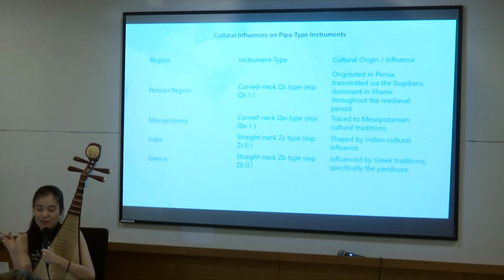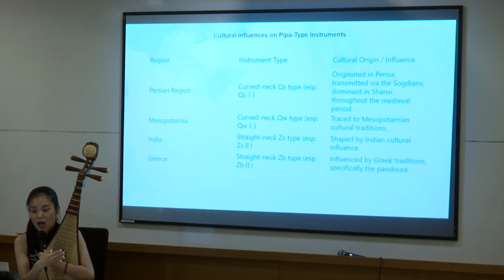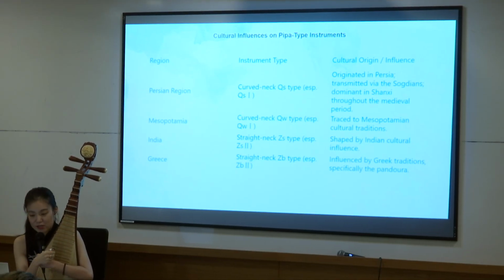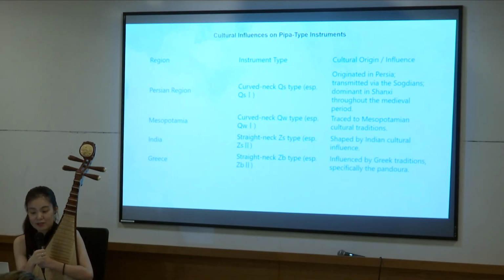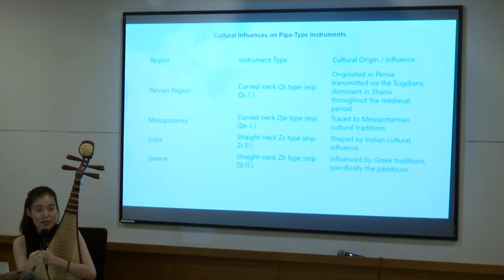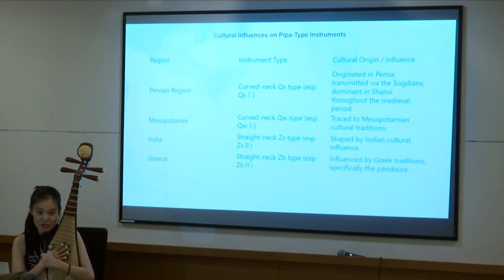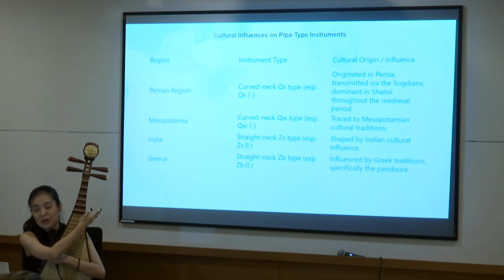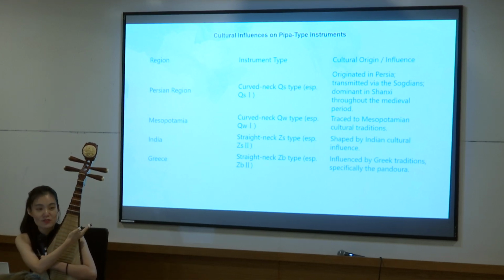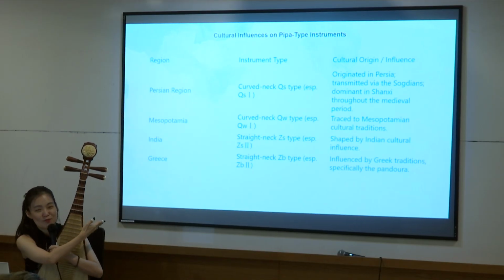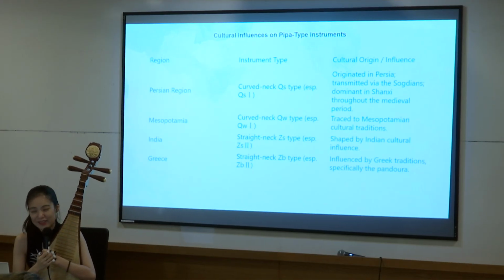So using this, I can conclude about one form: influences on pipa-type instruments. It has at least four cultures. One is Persian region culture, one is Mesopotamian culture, one is Indian culture, and last is Greece. And it also has our Han ethnic culture. So this is the instrument type and the cultural origin and influence I concluded about in a form to show that. I think you can understand.